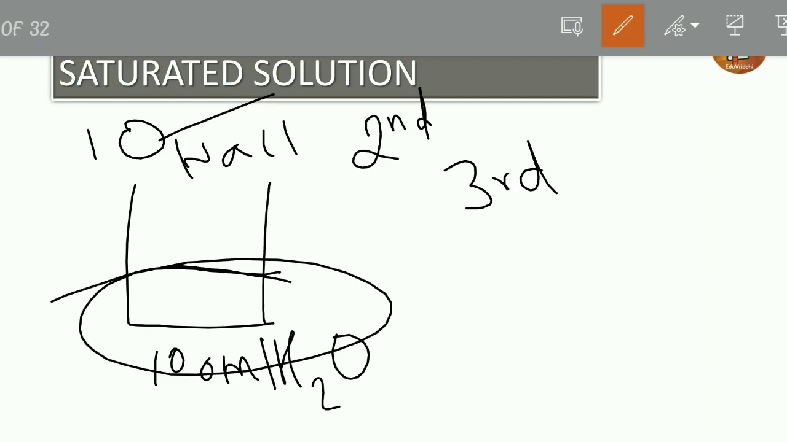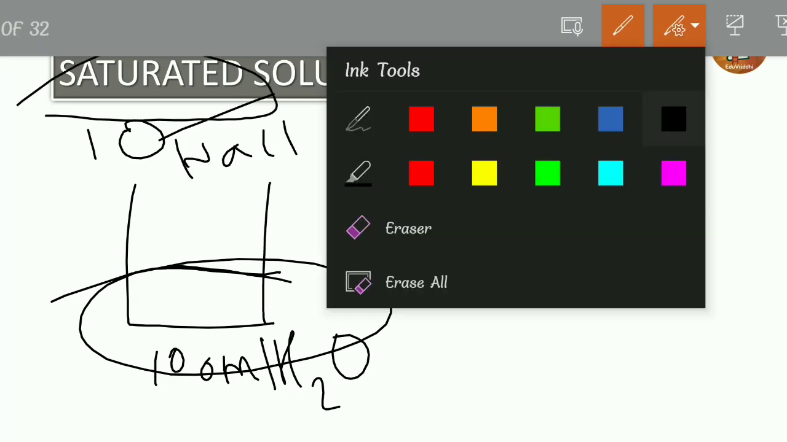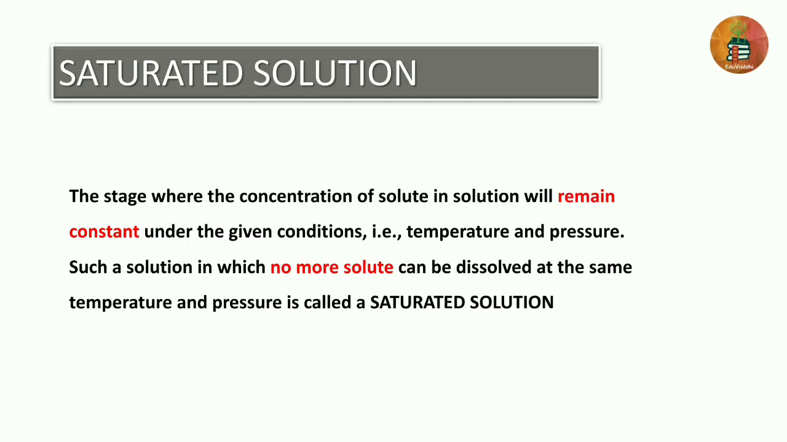Here the amount of solvent is constant, that should be fixed, it should be specific, and we are going to increase the amount of solute added so that we will get a saturated solution. So that's the meaning of the term saturated. It is the limit. So we'll see the definition. The stage where the concentration of solute in solution will remain constant under the given conditions, that's called a saturated solution.